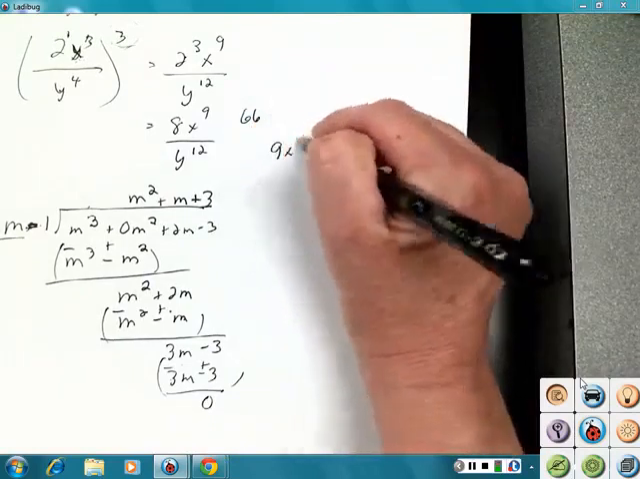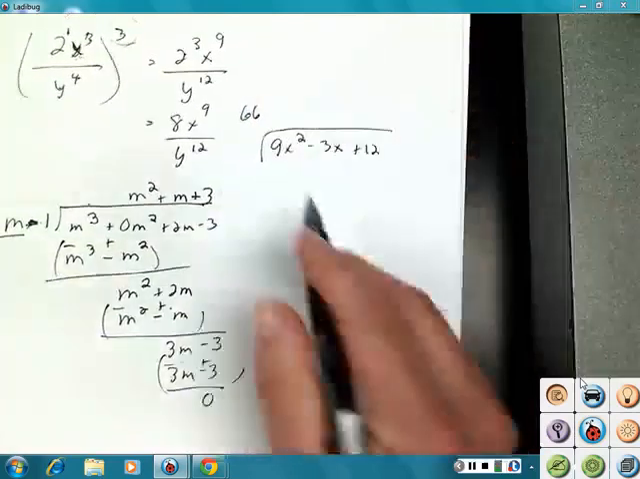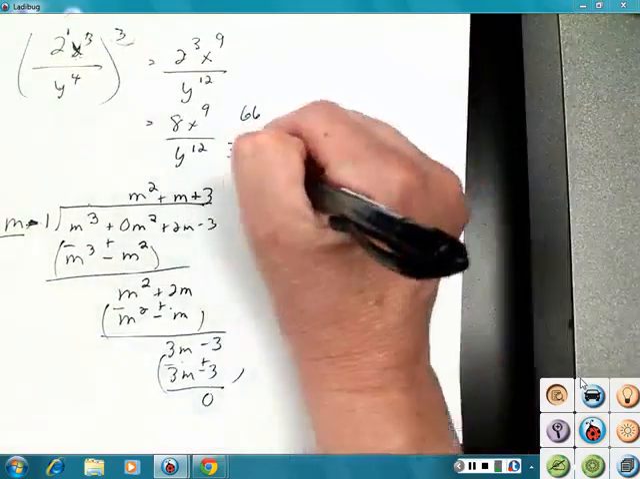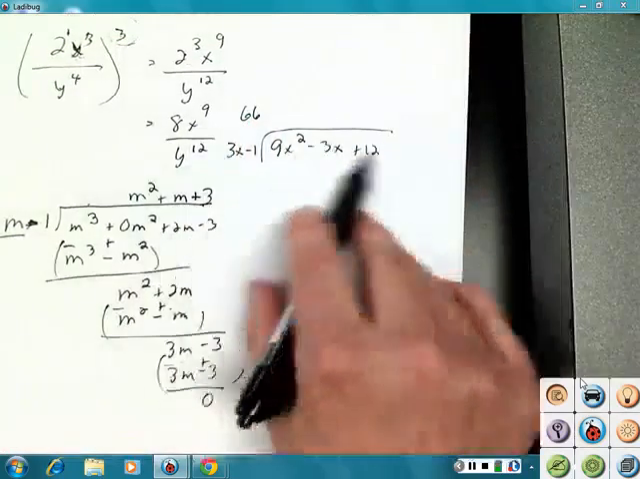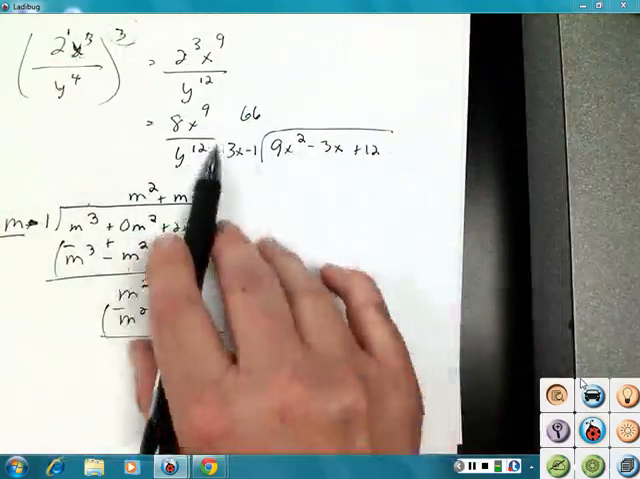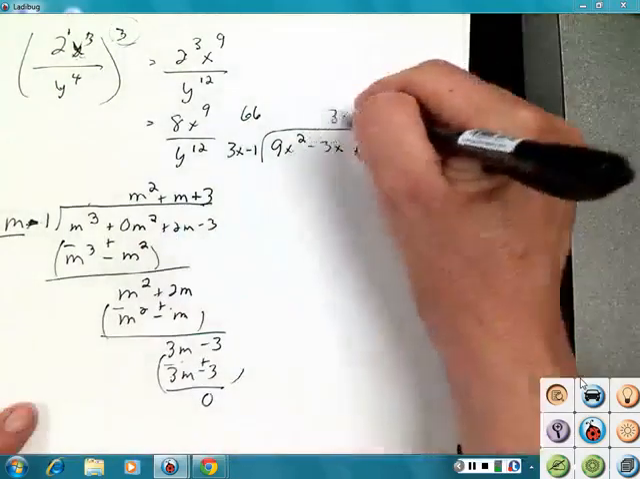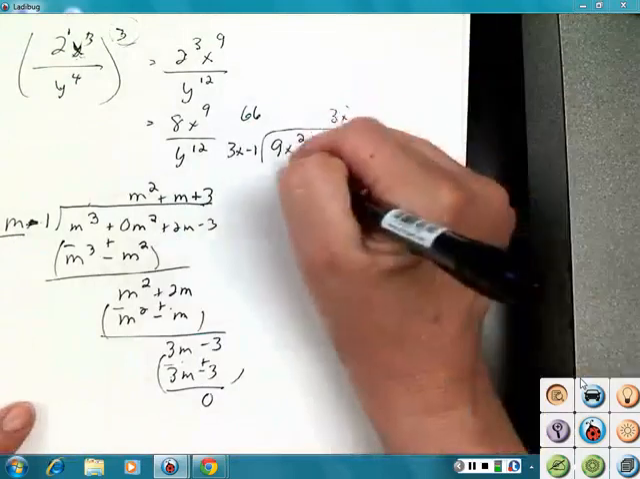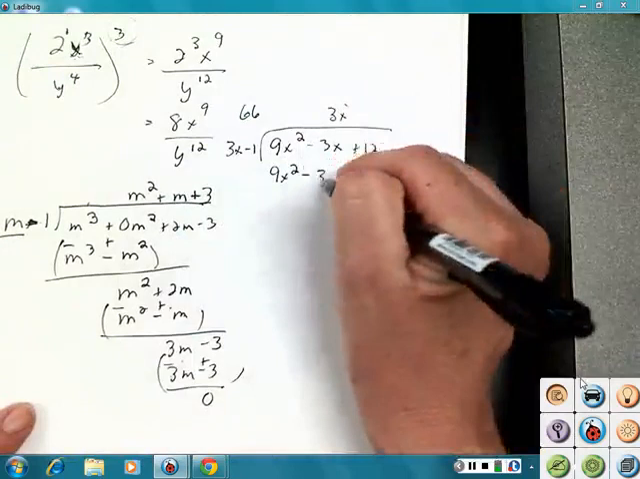So 9x squared minus 3x plus 12, that's all divided by 3x minus 1. So what do I got to do? I don't have any missing terms, so I didn't add anything. What do I got to do to 3x to make it look like a 9x squared? Times it by 3x. 3x times 3x is 9x squared. 3x times a negative 1 is a negative 3x.